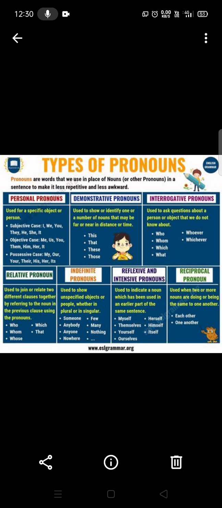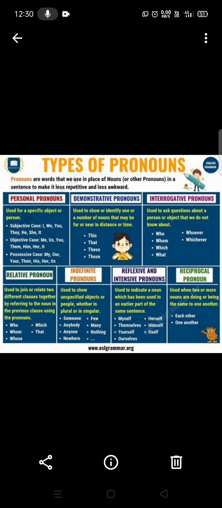So each other, one another means when they are used in place of the nouns which show mutual interaction or mutual activities. Okay, so sharing the same kind of relation, same kind of feeling to one another. So these are reciprocal pronouns. We have these: each other and one another.